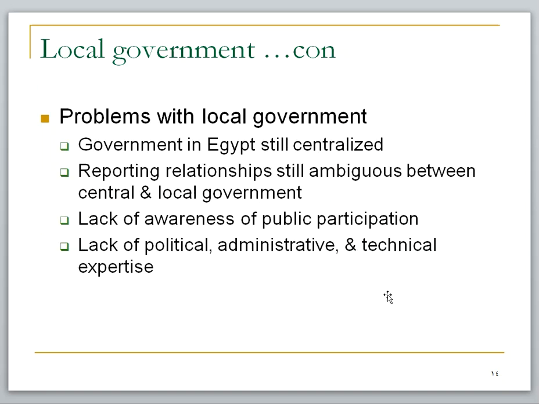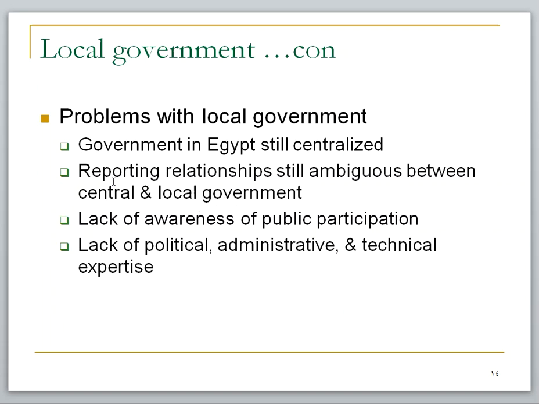The main problem here, this is the concluding part of what we are talking about, and also the next slide. We have here what went wrong with the local government. Why the local governments are not really effective in Egypt. Because Egypt is still centralized. We still believe in centralization. We are still not able, at the governorate or the city level, to make a decision and make it happen unless we go to the central unit.